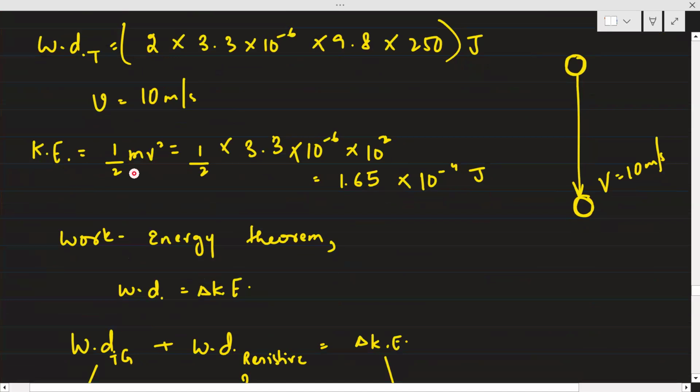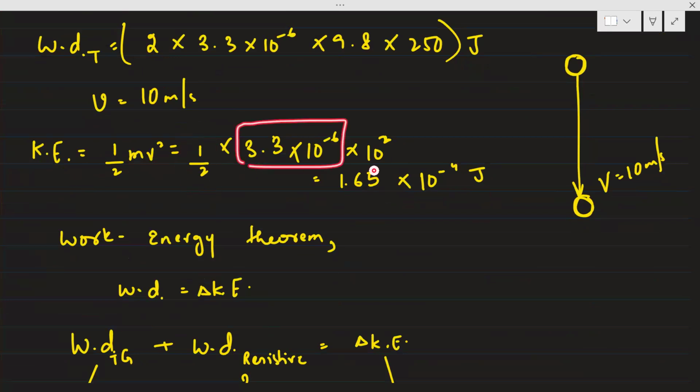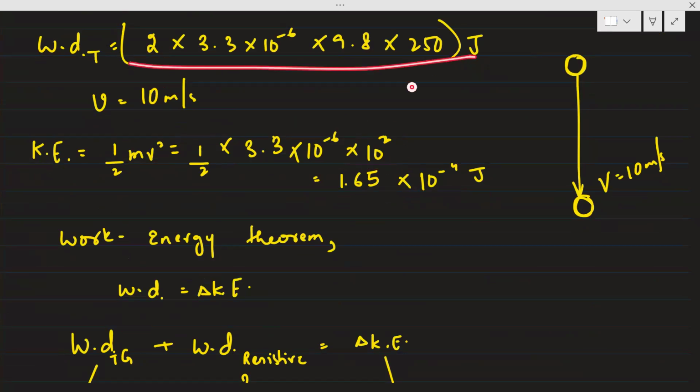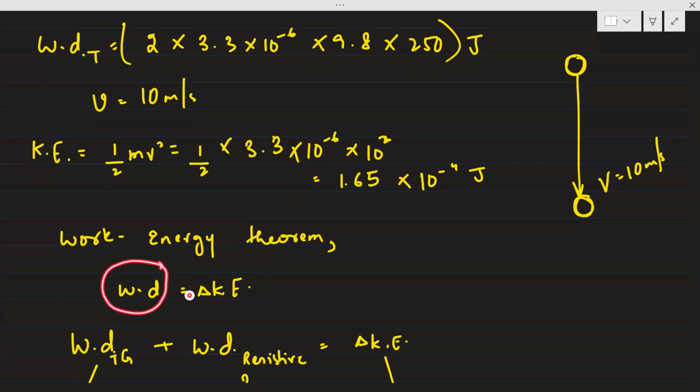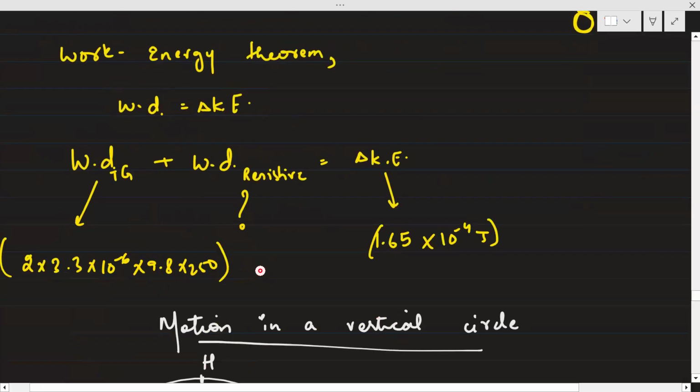Now, kinetic energy is half mv squared, so half into mass into v squared. That is the kinetic energy. So we know the total work done and we know the total kinetic energy. Now we know work done is equal to the change in kinetic energy. Okay, so what is the work done?